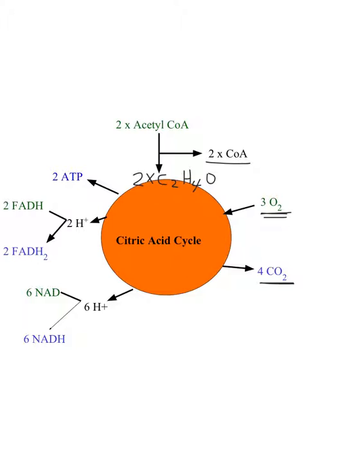In addition, we're going to have to strip off all of these hydrogens. Well, 2 times H4, that's 8 hydrogens. 6 of these are going to be handled by NAD to make 6 NADHs down here. And the other 2 are going to be handled by FAD to make FADH2.